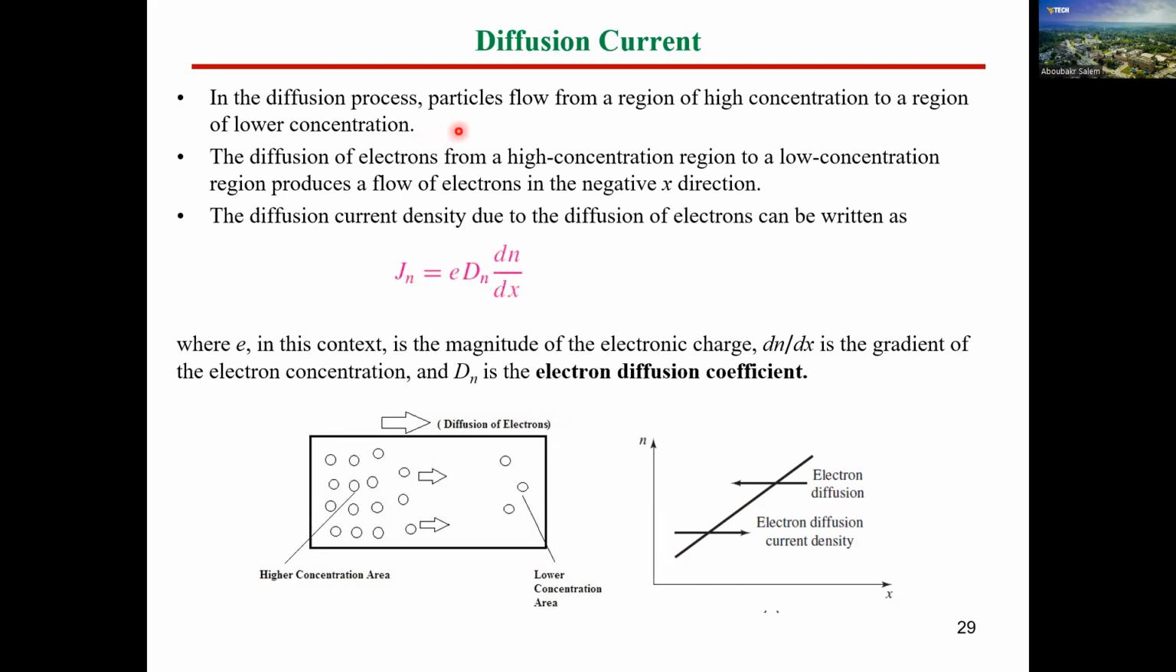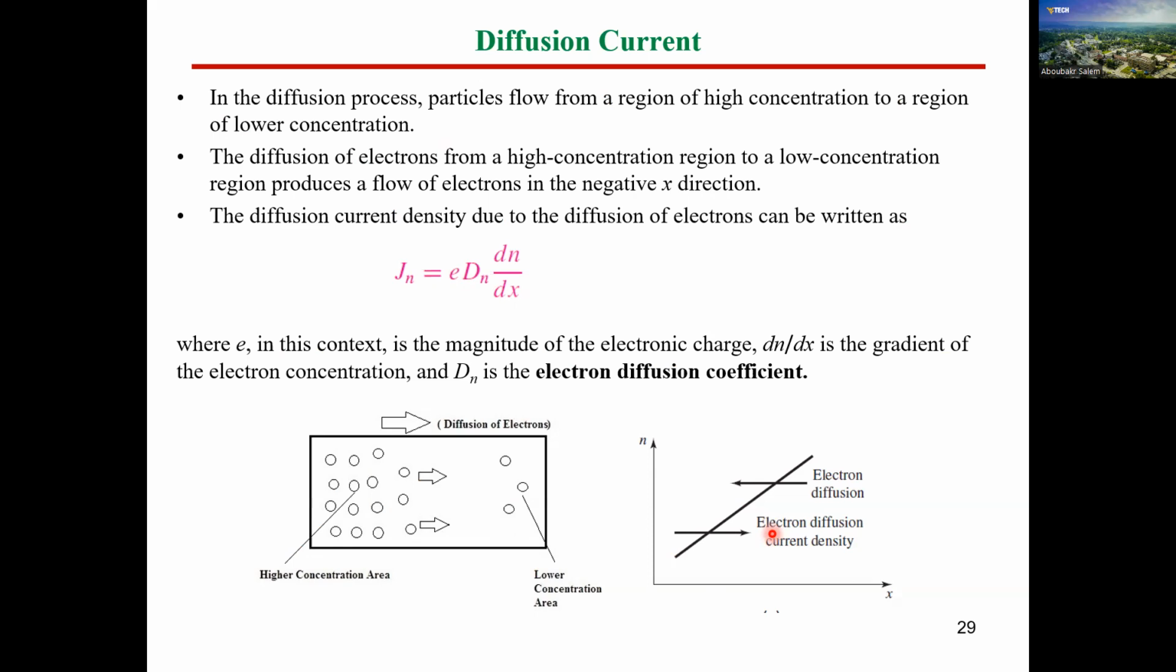The particles will move from the region of high concentration to the region of low concentration. So the diffusion of electrons from the high concentration region to the low concentration region produces a flow of electrons in the negative x direction. So if you assume that this is the x direction here, guys, and you have electron diffusion moving in the opposite direction like that, the current direction is going to move in the opposite direction like that, because we mentioned the current is flowing all of the time in the opposite direction of electrons.